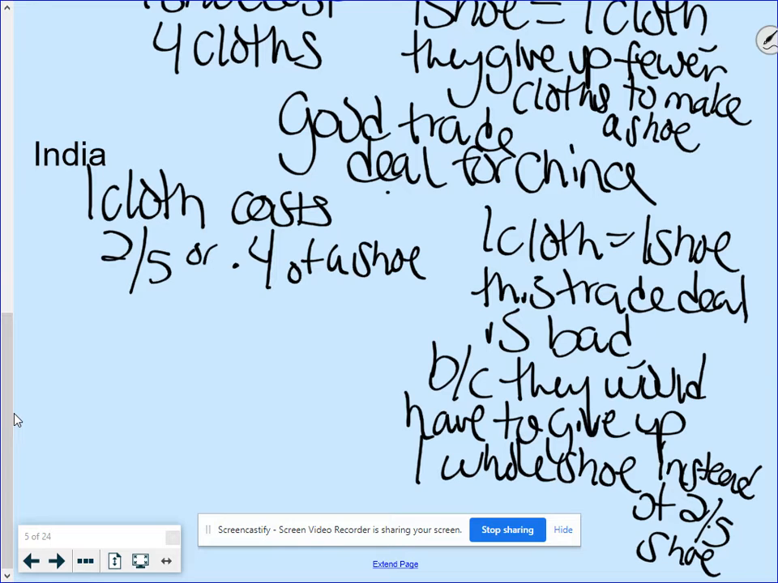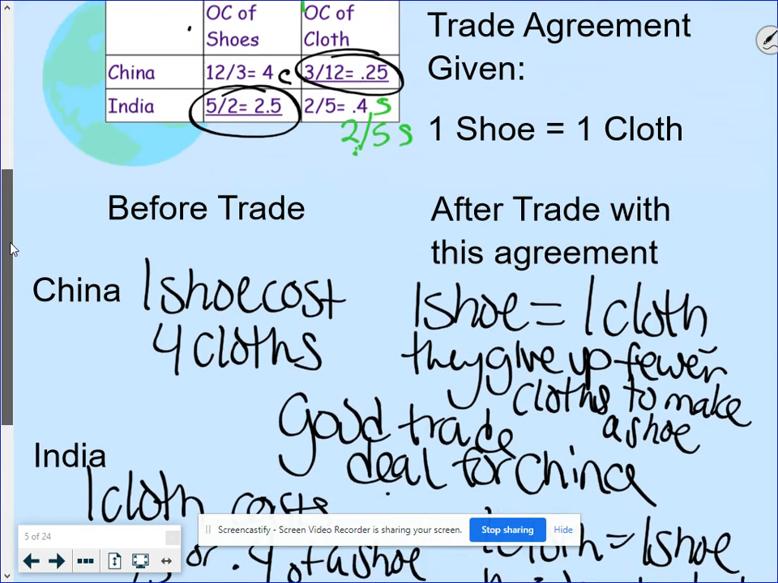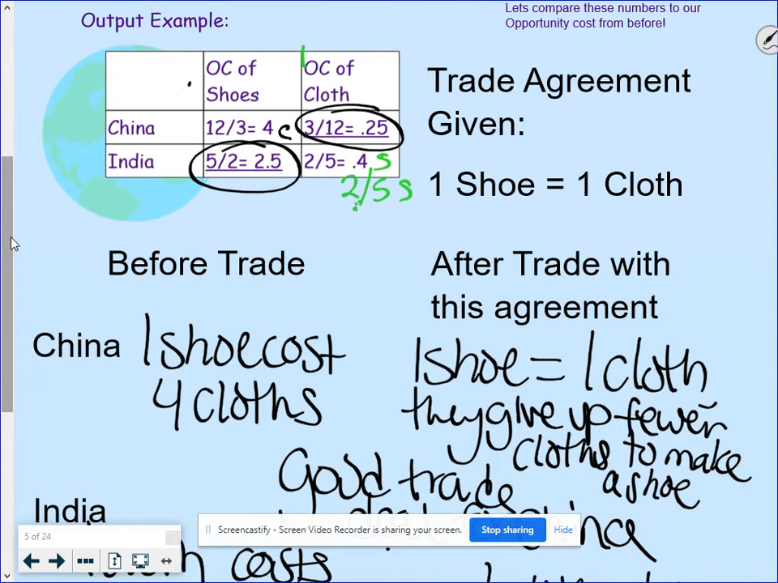Is there anything other than just a straight number that we're relying on? No. If it's not exactly equal or better, then it's better. They're looking for something that's lower opportunity cost than what they would have done on their own. So I'm looking for a number that's less than 0.4 for India and less than 4 for China.